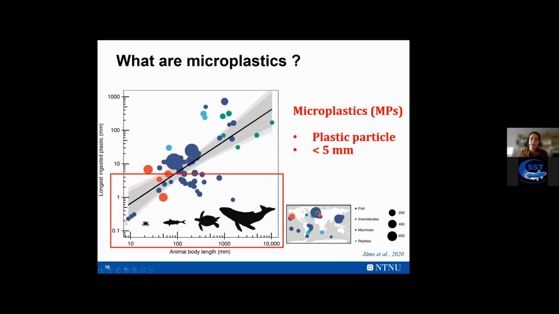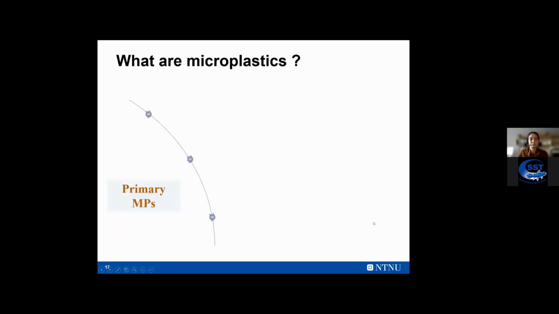So microplastic is a broad topic and it can impact all aquatic organisms. Like you can see fish, invertebrates, mammals, reptiles, all of them. We have two types of microplastic that exist. So we have what we call primary microplastic.